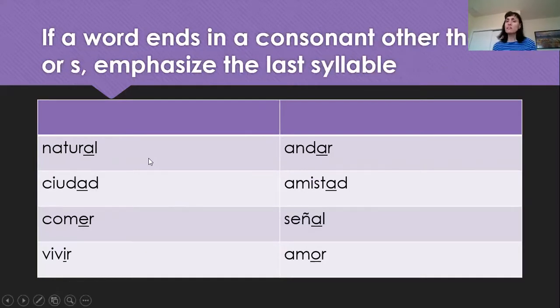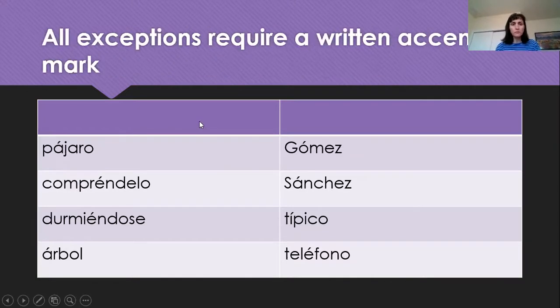Now, if a word ends in a consonant other than the letter N or the letter S, then the emphasis naturally falls on the last syllable. And here are some examples of that. Natural, ciudad, comer, vivir, andar, amistad, señal, amor. It's not natural or natural, it's natural. I'm hitting that last syllable harder than the rest.